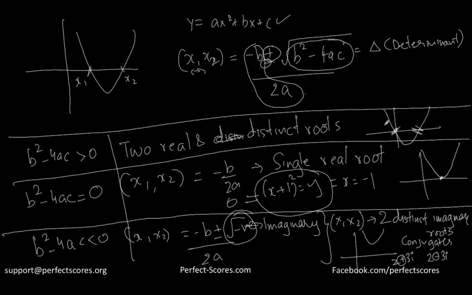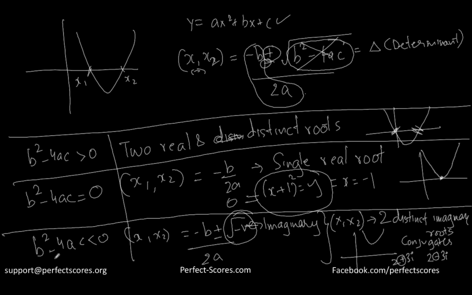Another thing is when b square minus 4ac is equal to 0, that means the square root term is not going to exist at all. That means you're only going to get a single root, which is minus b over 2a, and your graph is just going to kiss the x-axis.